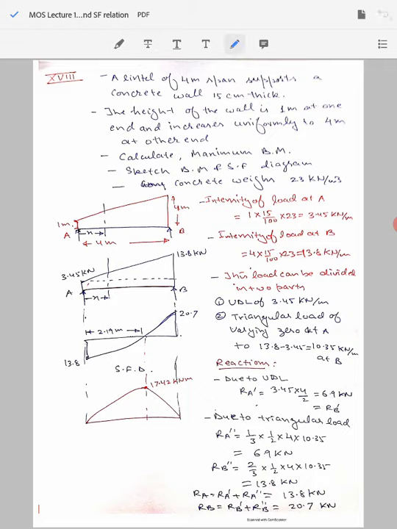So the intensity of load at point A will be equal to the height, 1 meter on the left side, multiplied by the width of this lintel at that edge point, that is 15 centimeter. So 15 by 100 is the value in meter, and that multiplied by the weight density 23 will give us the intensity of load because of the lintel self weight as 3.45 kilonewton per meter at point A.